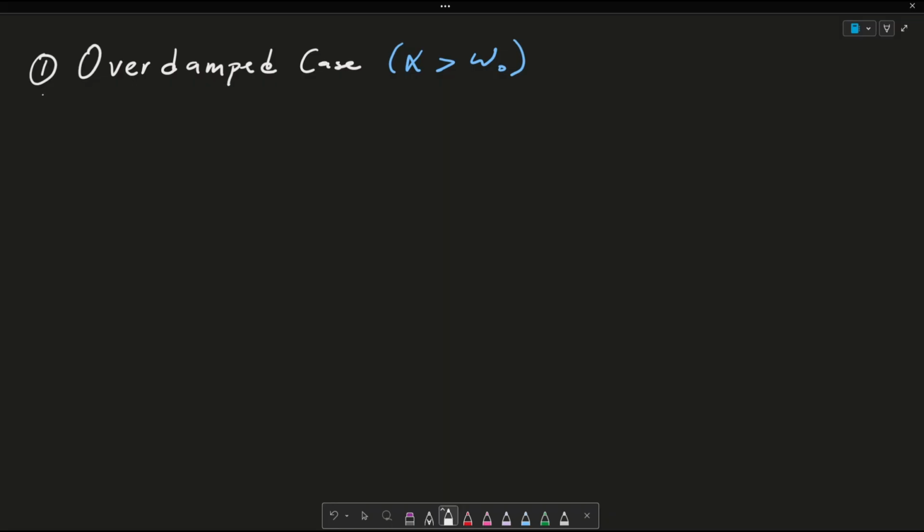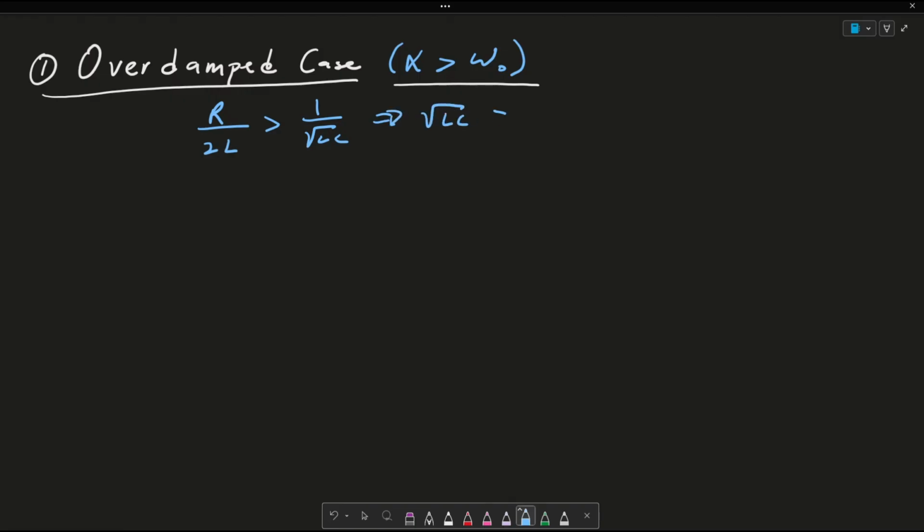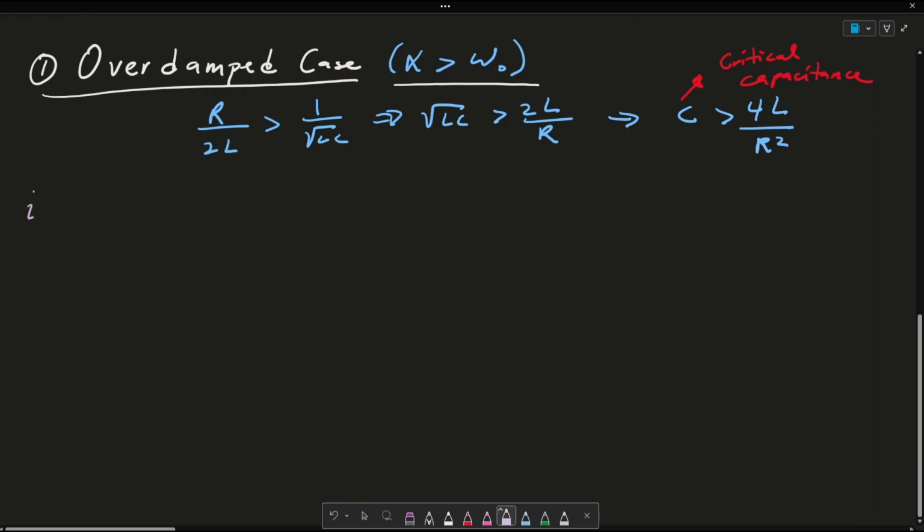So for the first case, where it's the overdamped case, my criterion is that alpha is greater than omega naught, or I can say that R over 2L, or alpha, is greater than this 1 over the square root of LC, where then the square root of LC is greater than 2L over R. So then I can say that C is greater than 4L over R squared. And this here is an important parameter, call it the critical capacitance.